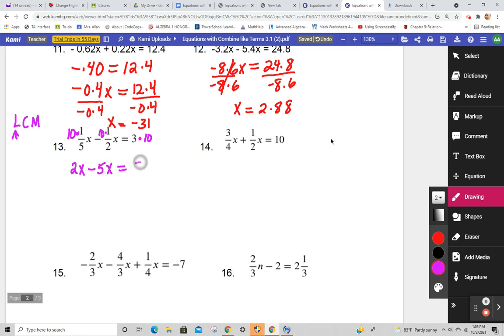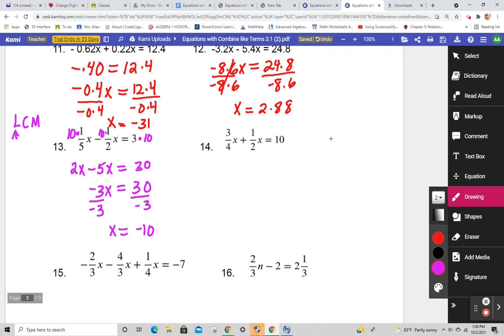Equals 3 times 10, that's 30. And now you see how much easier it is to solve this problem? So we have 2x minus 5x, that's going to give us negative 3x, equals 30. Divide both sides by negative 3, and x equals negative 10.